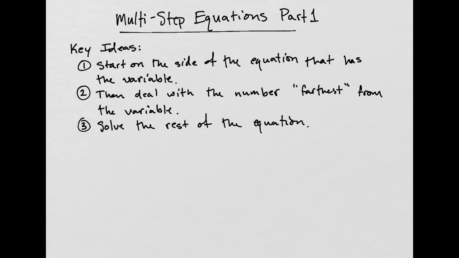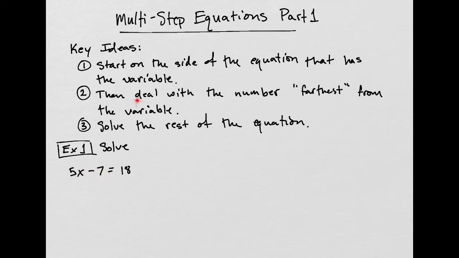And then the last key idea is to solve the rest of the equation. At least for this lesson, it'll become a one-step equation that we dealt with before. All right, let's take a look at example 1, and we're going to follow these key ideas, these steps. Start on the side of the equation that has the variable. So here's the equal sign, here's the right side, here's the left side. The left side has the variable, so I'm going to start on this side.